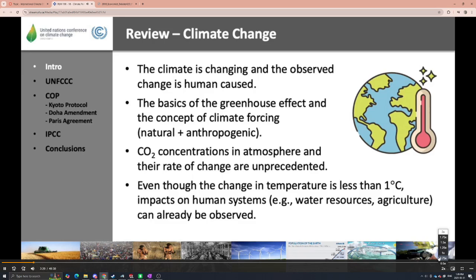and more extreme conditions. Now, it's necessary to remember that the greenhouse effect itself is natural, and that there are both natural and human causes that can force the climate to change. Now, if you don't remember this or you have questions about this, I'd recommend that you revisit the lectures on the physical aspects of climate change that we talked about near the beginning of the course.